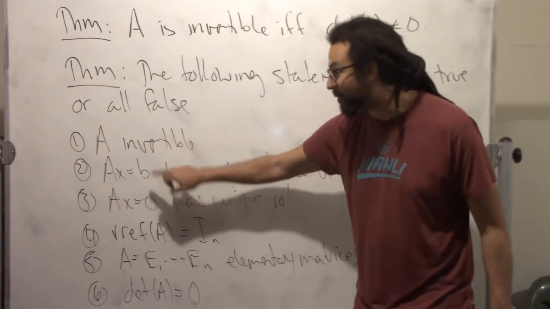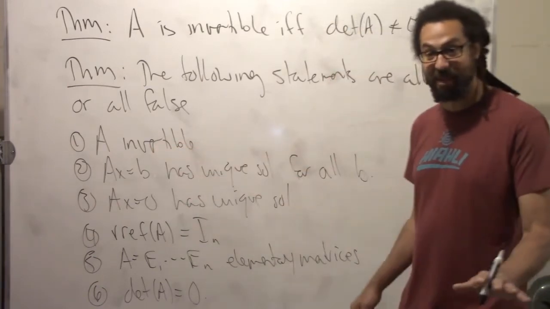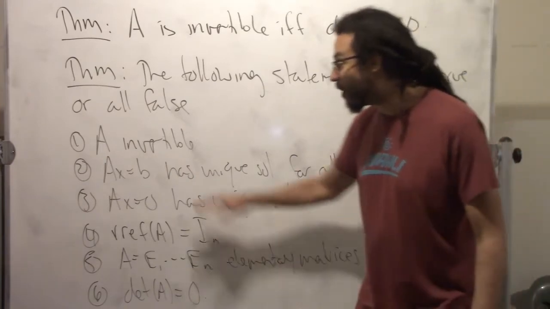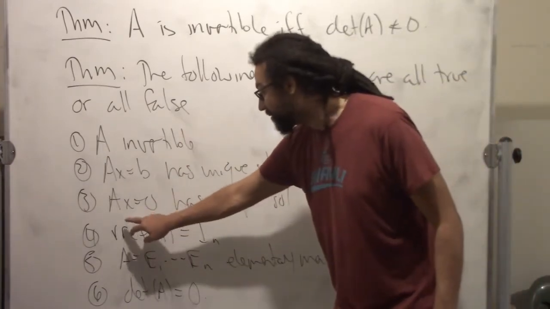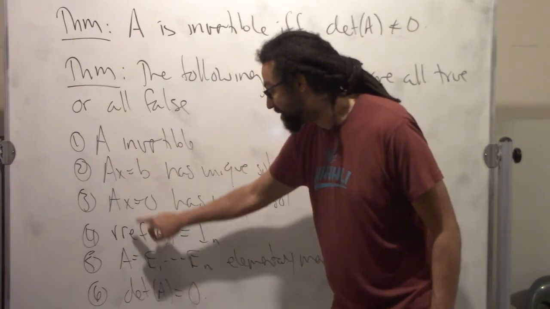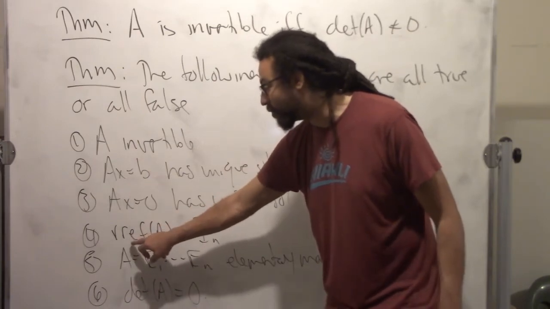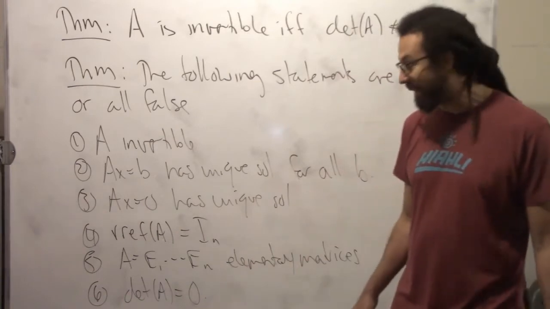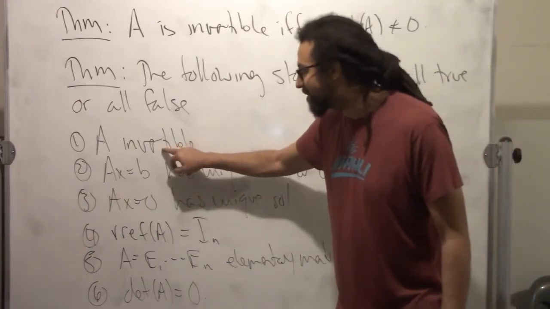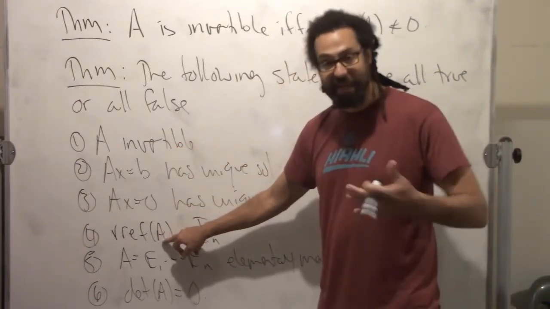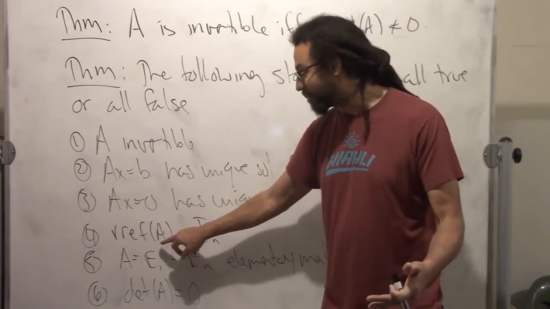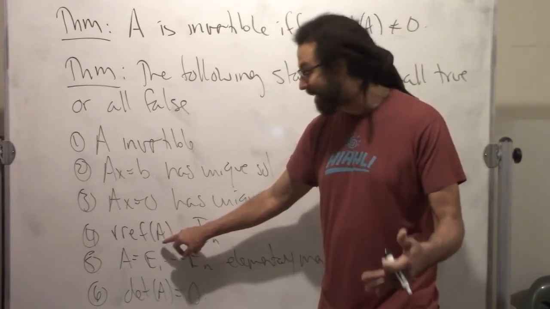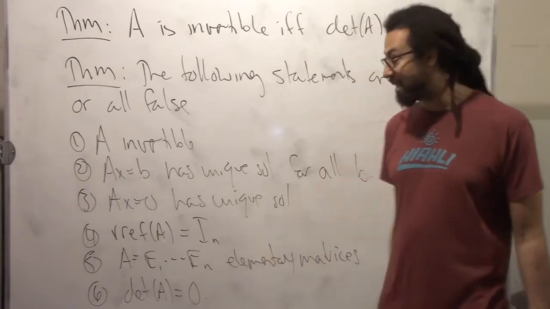Conversely, if this is true, then we know A is invertible, right? This is if and only if. All true or all false. The fourth thing, A is invertible, is the same thing as saying that the reduced row echelon form of A is equal to the identity matrix. So if A is invertible, then that means you can carry out row operations and row reduce that thing until you get the identity matrix.